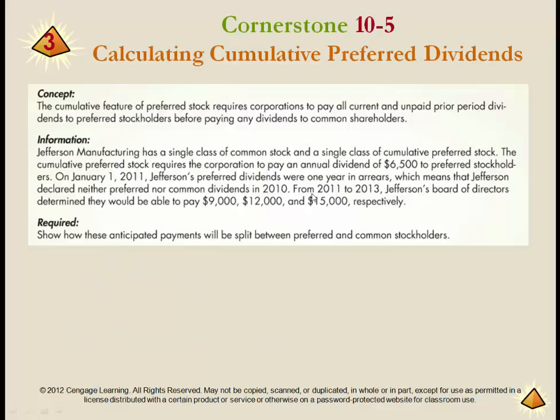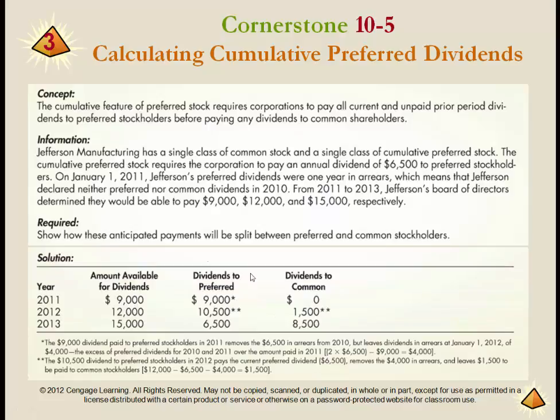So here's an example of that, and you might want to pause the slide here again and take a look. But let's look at the differences here. This is a cumulative example, right? And it says that available dividends are 9,000, to preferred shareholders 9,000. Common shareholders got nothing because the preferred shareholders got the money.